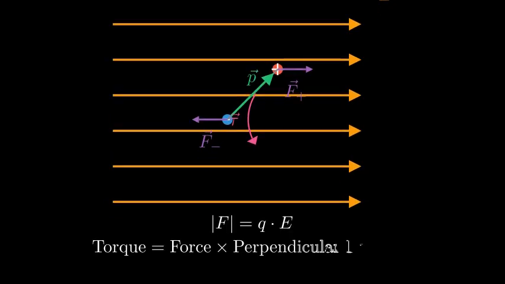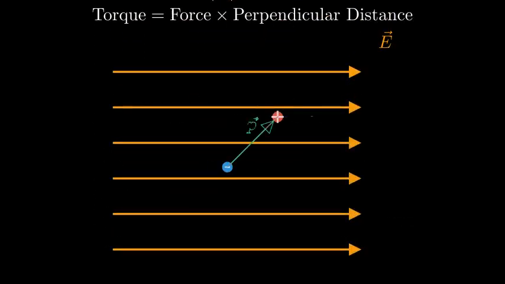Now, let's define what torque is. Torque is the tendency of a force to rotate an object around an axis. Mathematically, the magnitude of torque equals the force multiplied by the perpendicular distance from the axis of rotation to the line of action of the force. For our dipole, we can calculate the torque by analyzing the forces. The torque will be equal to the force on either charge multiplied by the perpendicular distance to the center of the dipole. This perpendicular distance depends on the angle between the dipole and the electric field.